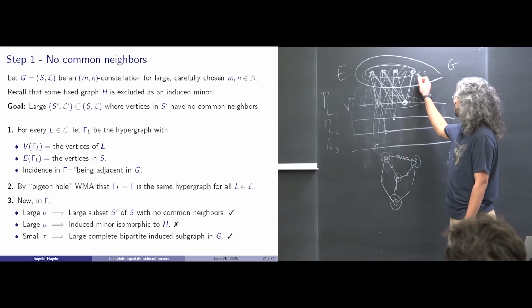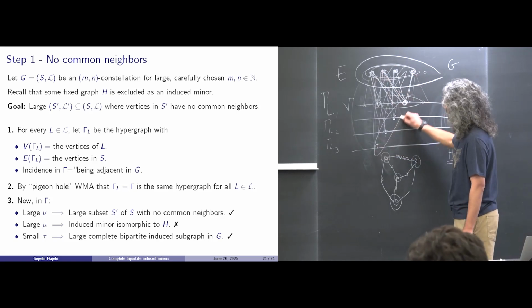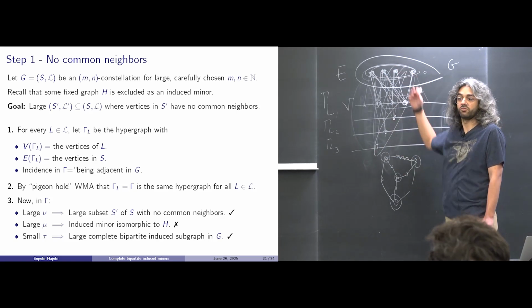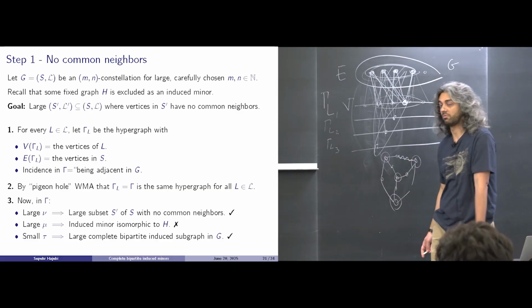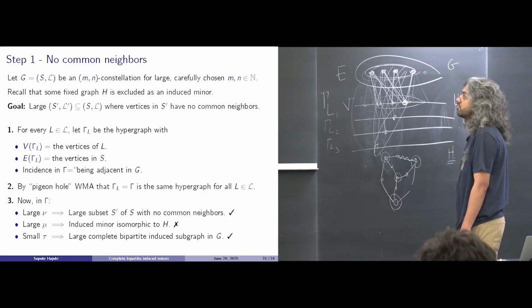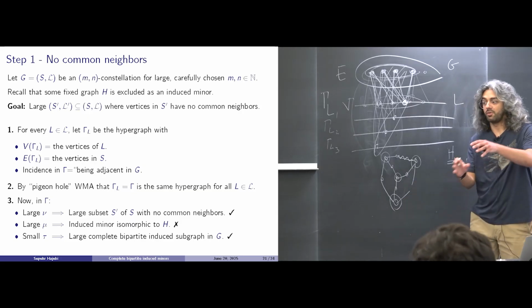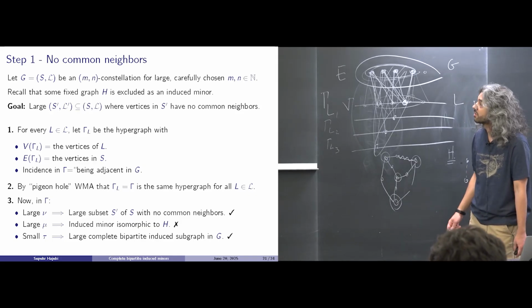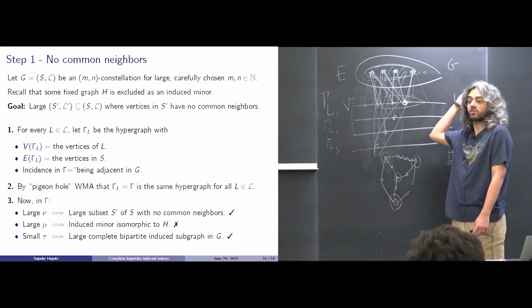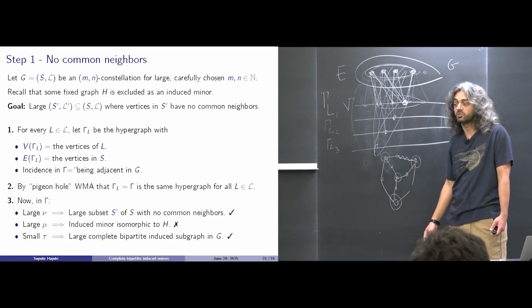Now what is this? A big stable set over here, a big stable set over there, and every vertex here is adjacent to every vertex in there. That's a big complete bipartite induced subgraph. That's one of the outcomes. Because I'm assuming that a big complete bipartite induced subgraph is not going to be there, or I'm done, I can actually assume that the vertices in the stable set of the constellation do not have common neighbors. That's the first step.